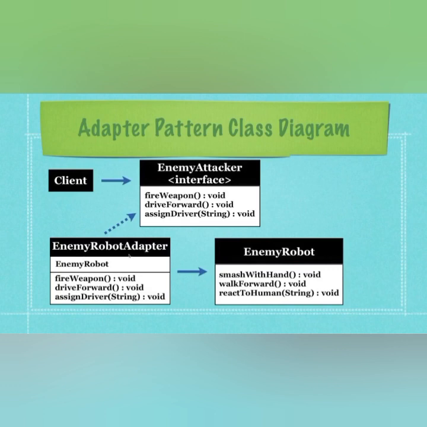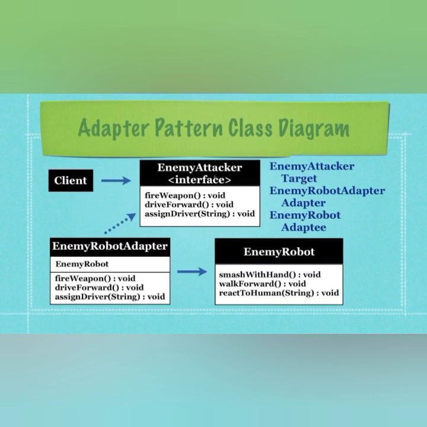We're going to implement an adapter here, and this is what everything is called. The enemy attacker in this situation is called the target. The enemy robot adapter, of course, is going to be called the adapter, and the enemy robot is the adaptee. So you want to look at the enemy robot like it is just any other enemy attacker. How are you going to do that? Well, you take the adapter and you're going to store inside of it an enemy robot, and then each time one of these methods is called, whether it's fire weapon, drive forward, or assign driver, you're going to point to the correct version for the enemy robot, which is stored inside of the adapter using composition. This is just an object that we're going to be working with. So there's a basic overview of the adapter pattern.